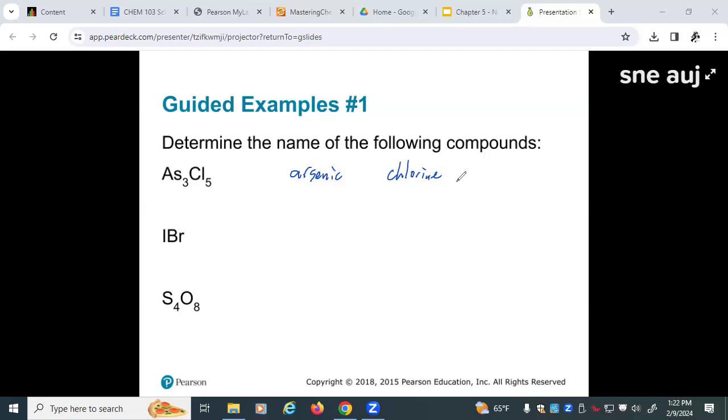Now let's add prefixes and change the ending. Prefix for 3 is tri, so this is triarsenic. Prefix for 5 is penta, so penta. And we need to change the INE to IDE, so pentachloride is the result. So As3Cl5, the proper name for that is triarsenic pentachloride.